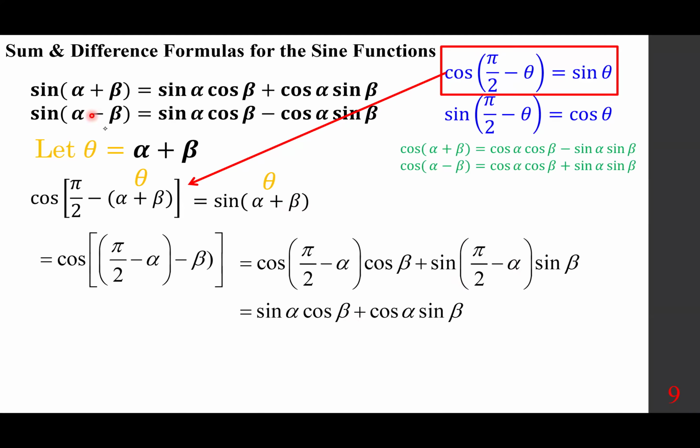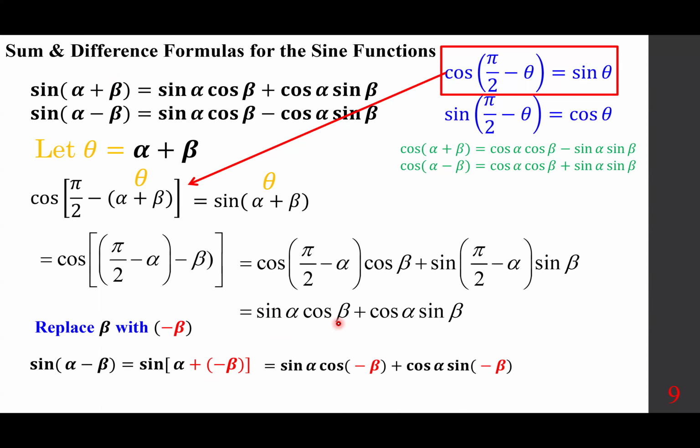What about sine of alpha minus beta? Well, since we have proved this, we're going to write this in the following manner. Replace it with negative beta. So sine of alpha minus beta is sine of alpha plus negative beta. Into this formula, alpha is alpha, and we replace the beta with negative beta. So sine of alpha minus beta is sine alpha cosine of minus beta plus cosine alpha sine of minus beta.